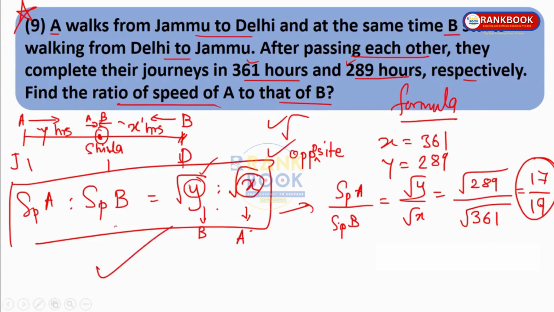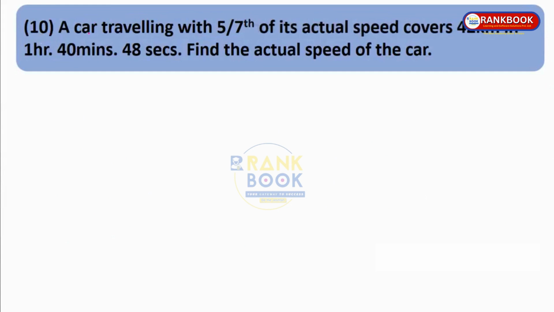Moving to the next question. Question number 10. A car traveling with 5/7 of its actual speed covers 42 kilometers in 1 hour 40 minutes 48 seconds. Find the actual speed of the car. Again, this is very easy. We have our DST. Now here we have to directly find the speed of the car. We do not know the speed of the car, so let us assume that the speed of the car is S. Let us assume actual speed as S.